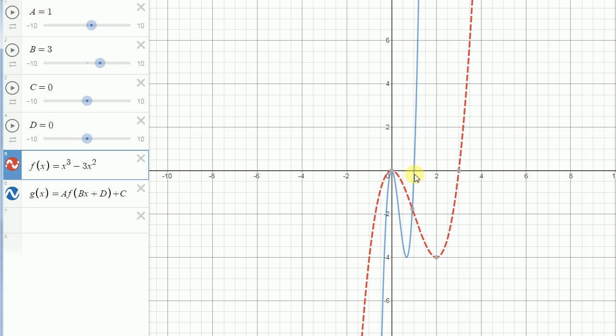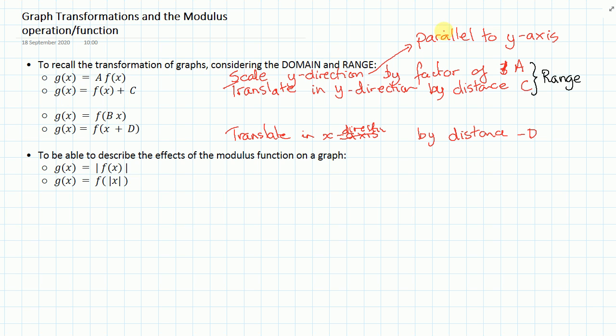So the factor that you've now done, you've done an x direction stretch which takes everything 1/3 of the distance. Hopefully none of that is a surprise to you. So a scale in the x direction, or parallel to the x-axis, by a factor of 1/b. That should be your summary.